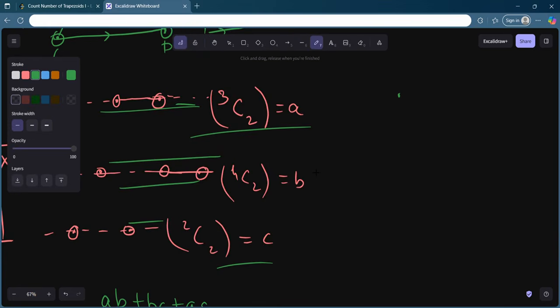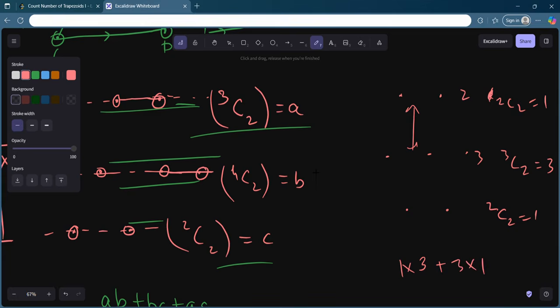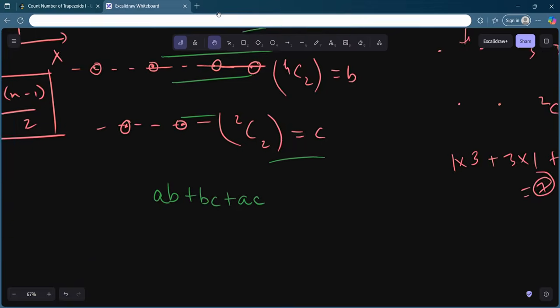So when the answer came out to be 7, I will just quickly show you that when we analyze this case, here there were 2 points, so 2C2 which is 1, and we have 3 points, 3C2 is 3, and for this we have 2 points again, 2C2 is 1. If you check between these two, there were 3 trapezoids, so 1 into 3, plus 3 into 1, plus 1 into 1, so you get a total of 7. That's how you calculate, right?